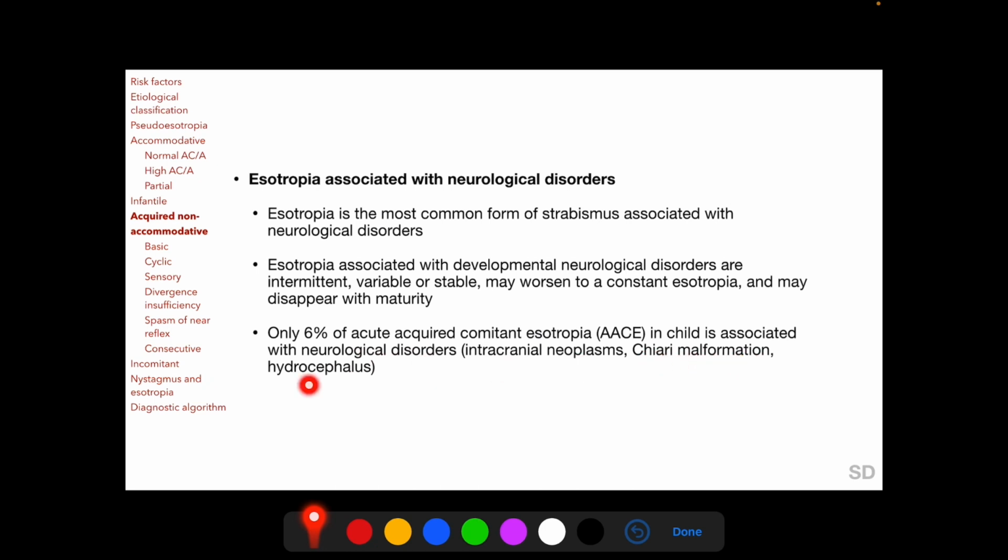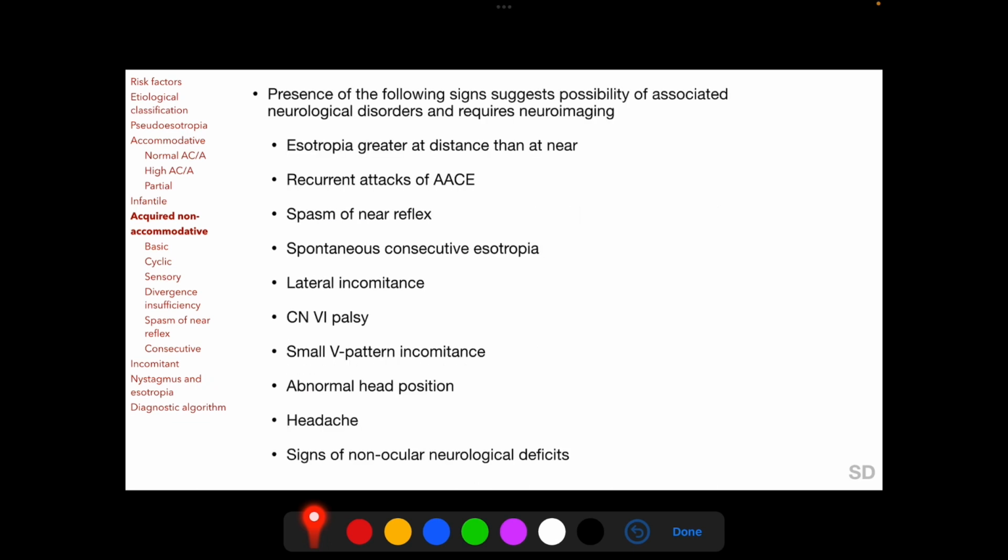Chiari malformation, and hydrocephalus. There are several signs suggesting the possibility of associated neurological disorders in esotropic patients, which demand neuroimaging, and these include divergence insufficiency, spasm of near reflex, recurrent attacks of acute acquired comitant esotropia, spontaneous consecutive esotropia, incomitance and palsy of the sixth cranial nerve, abnormal head position and headache, and signs of non-ocular neurological deficits.